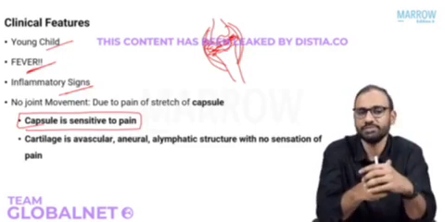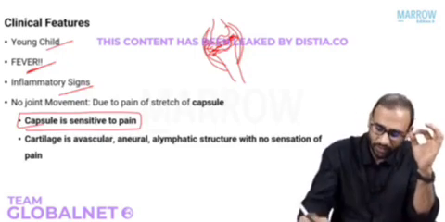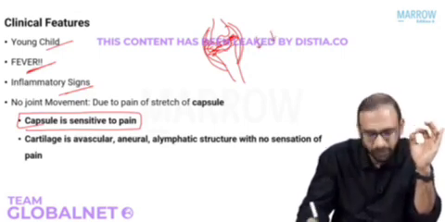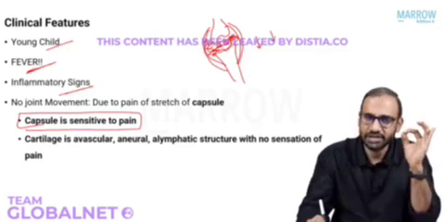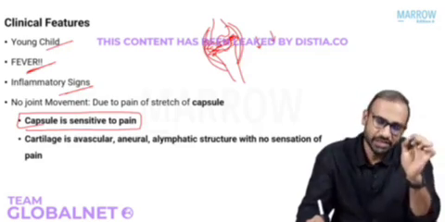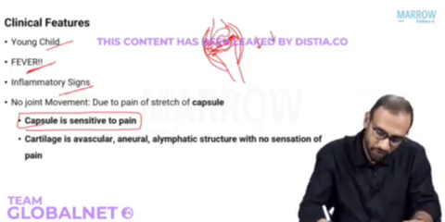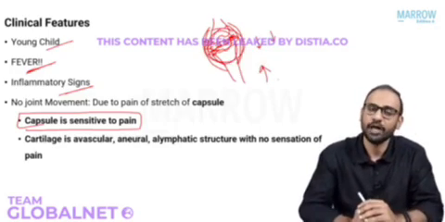So what will the patient do? The patient will try to decrease the pain. And how will he decrease the pain? He will try to decrease the stretch of the capsule. And how will he decrease the stretch of the capsule? He will decrease the stretch of the capsule by positioning the joint in such a way that the volume inside the joint increases. Are you following me?